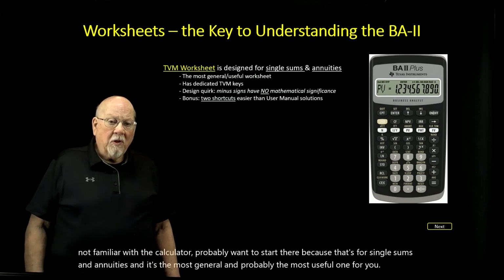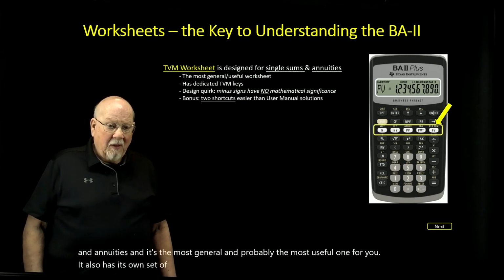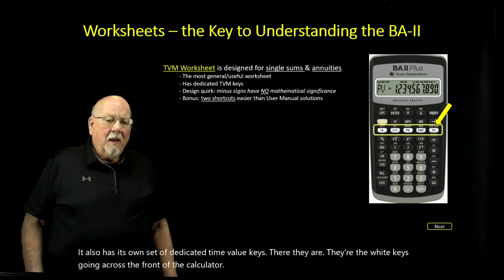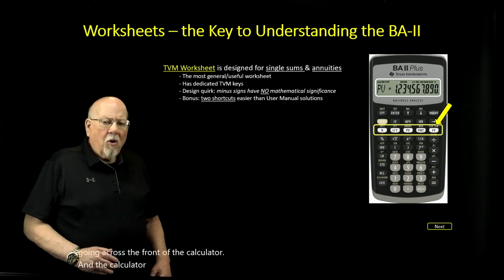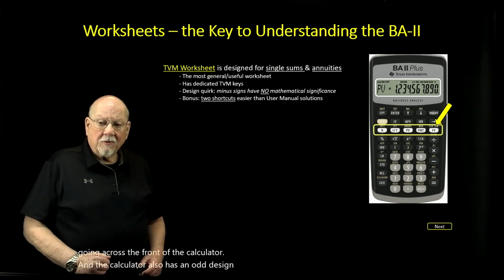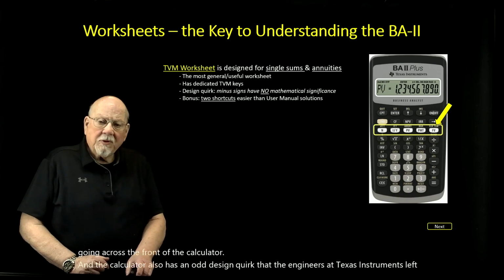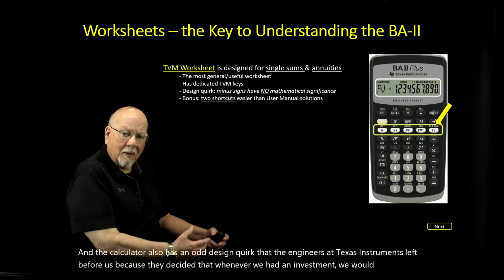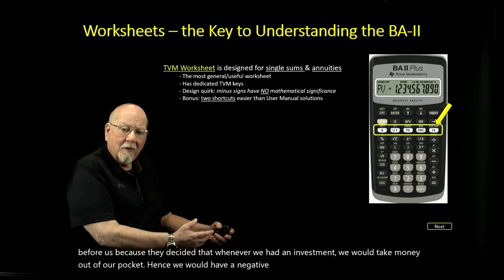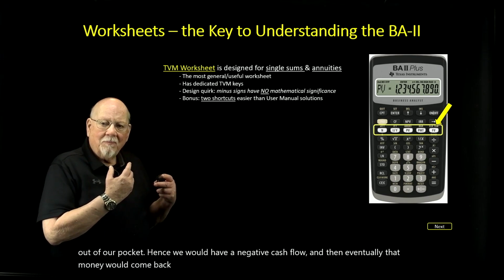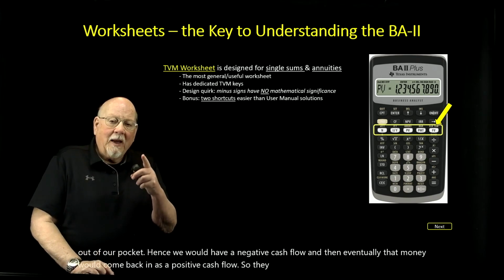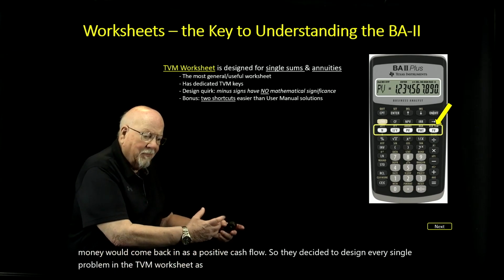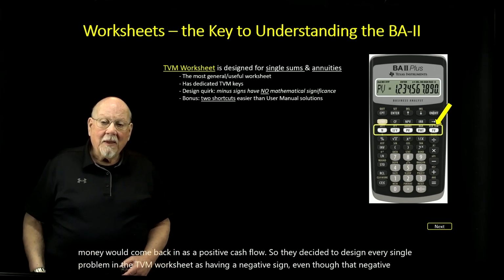It also has its own set of dedicated time value keys. There they are. They're the white keys going across the front of the calculator. And the calculator also has an odd design quirk that the engineers at Texas Instruments left for us, because they decided that whenever we had an investment, we would take money out of our pocket. Hence, we would have a negative cash flow, and then eventually that money would come back in as a positive cash flow. So they decided to design every single problem in the TVM worksheet as having a negative sign, even though that negative sign is mathematically meaningless.